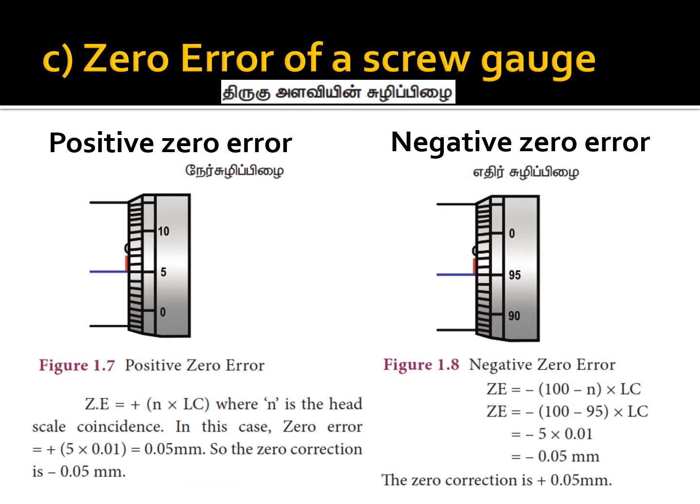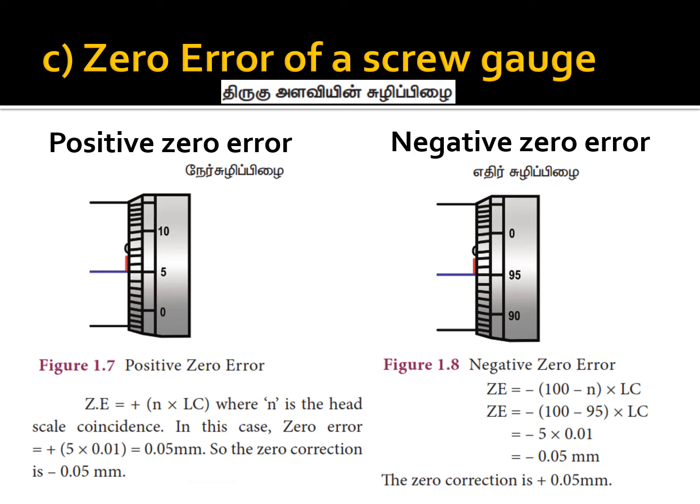Zero error of a screw gauge. When the movable stud of the screw and the opposite fixed stud on the frame are brought into contact, if the zero of the head scale coincides with the pitch scale axis, there is no zero error. Positive zero error. When the movable stud of the screw and the opposite fixed stud on the frame are brought into contact, if the zero of the head scale lies below the pitch scale axis, the zero error is positive.